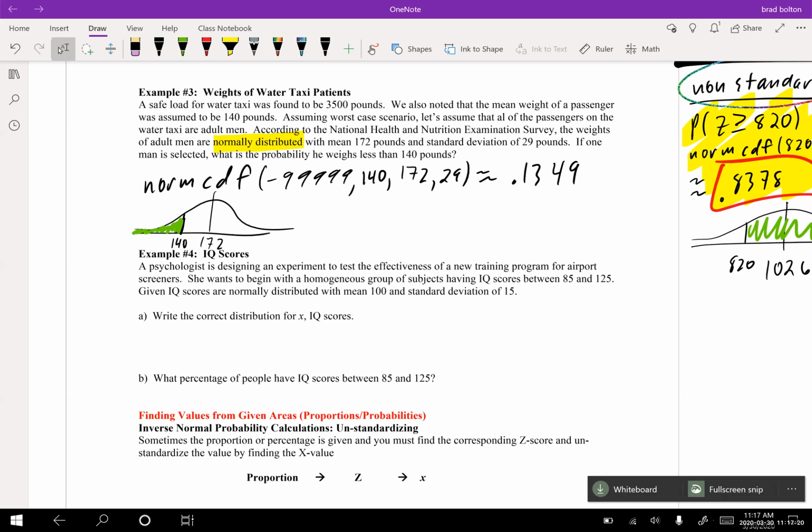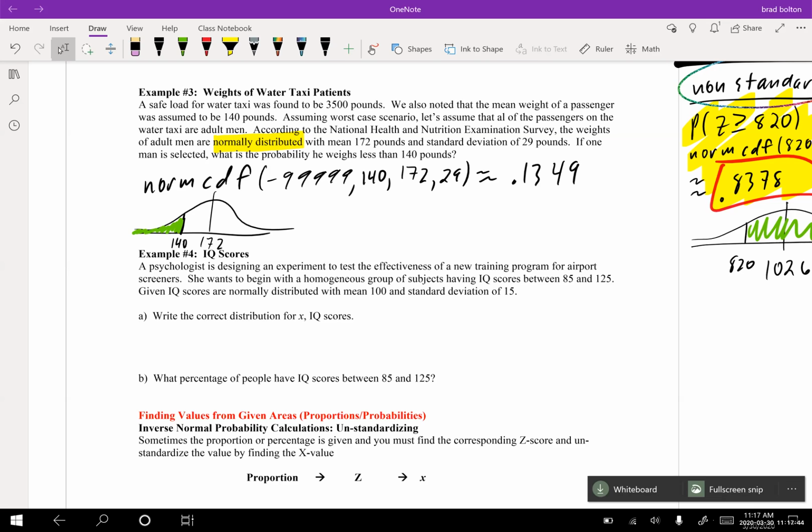So it says, write the correct distribution of IQ scores. We have a psychologist who is designing an experiment to test the effectiveness of a new training program for airport screeners. She wants to begin with a homogeneous group of subjects having IQ scores between 85 and 125. Given IQ scores are normally distributed with a mean of 100 and a standard deviation of 15.